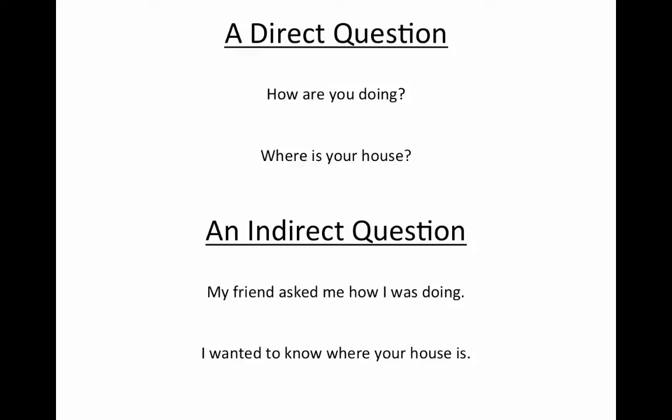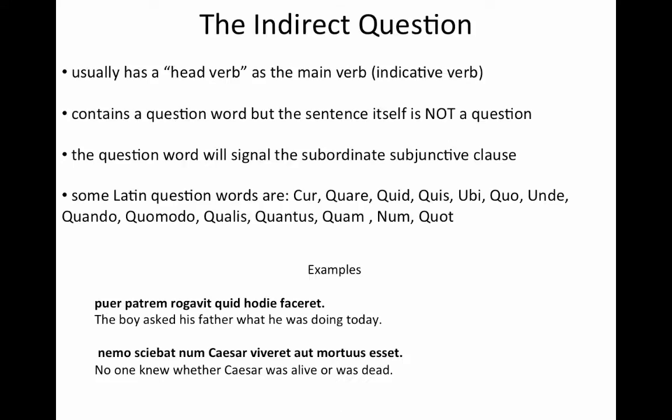You notice that even though inside these sentences there is a question word and a question embedded, the whole sentence itself is not a question. And this is how it's going to work in Latin as well. So, an indirect question in Latin has a few parts that you should look for. Usually the main verb, the indicative verb, is a head verb. That means it's a verb of speaking, thinking, writing, anything that originates with the thoughts that come out of your brain. Hopefully you've heard of a head verb before.